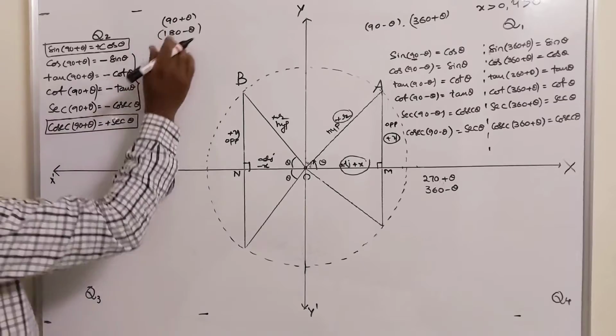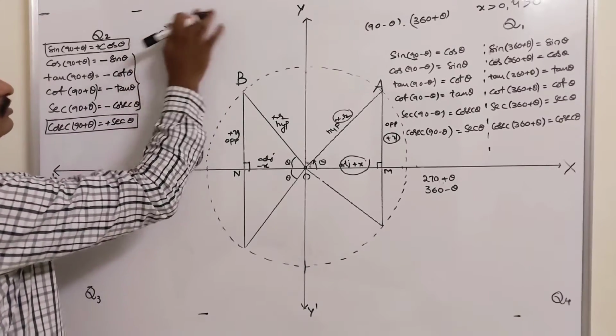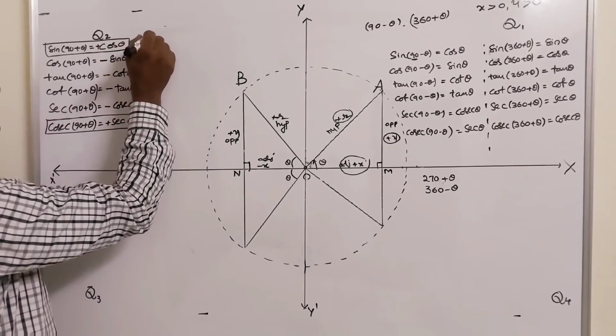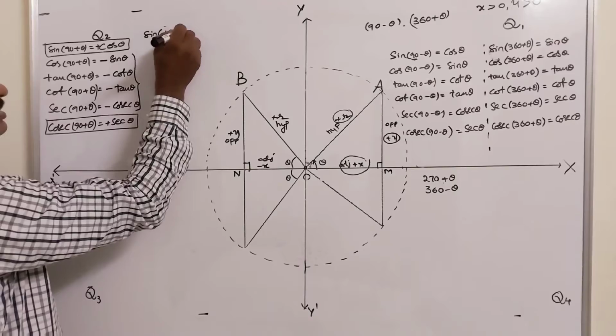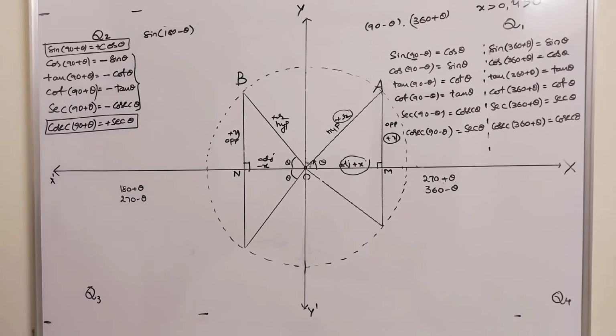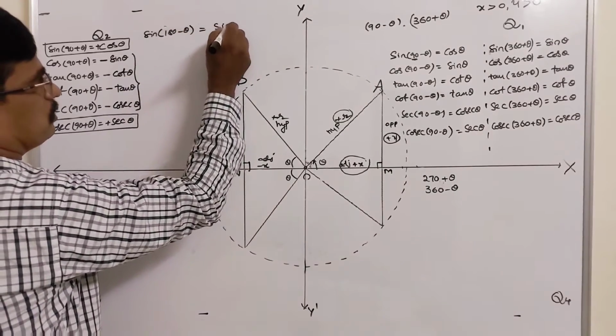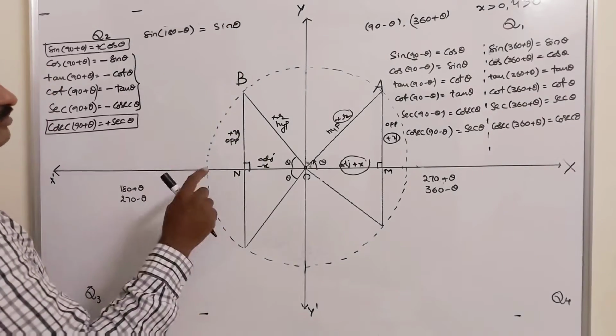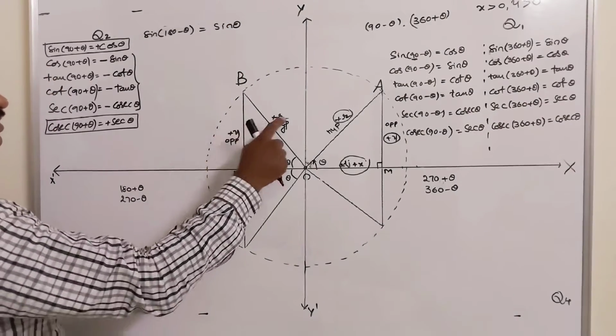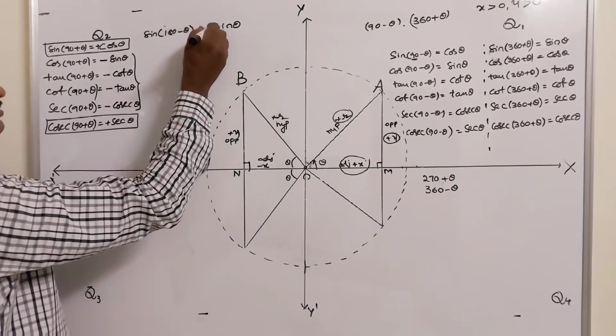Okay. Next, sine of 180 minus theta. Here the number of right angles is 2. That is, sine becomes sine only. So sine definition is opposite side by hypotenuse, plus by plus, plus.